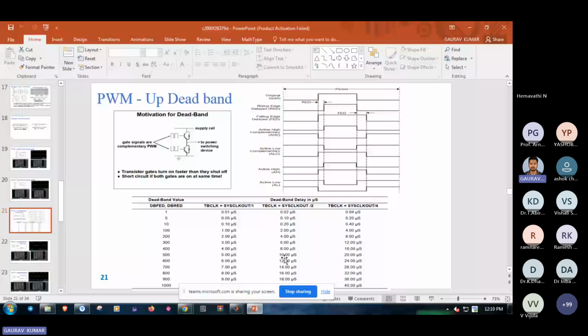If we enable the half cycle clocking, it will generate 10 microseconds. If we don't enable the half cycle clocking, then it will generate 5 microseconds according to TB clock equal to system clock. We have not enabled the half cycle clocking, so for 500, you can see a 5 microsecond delay.